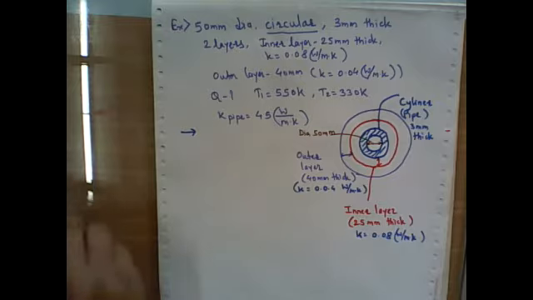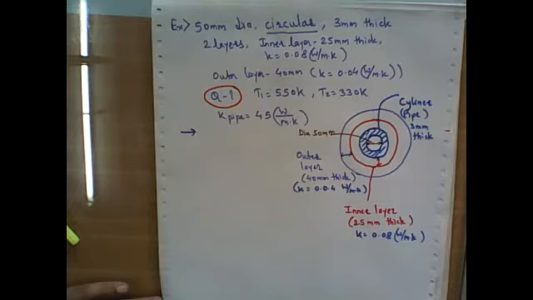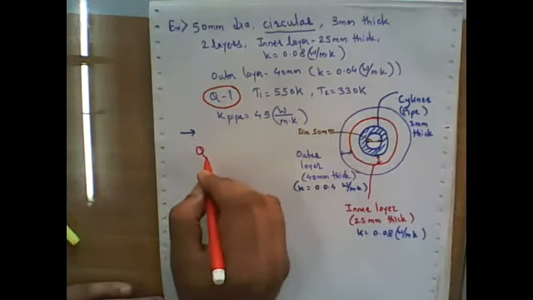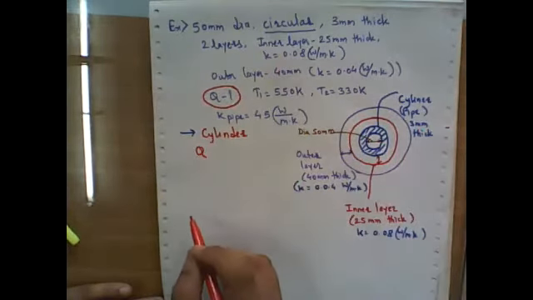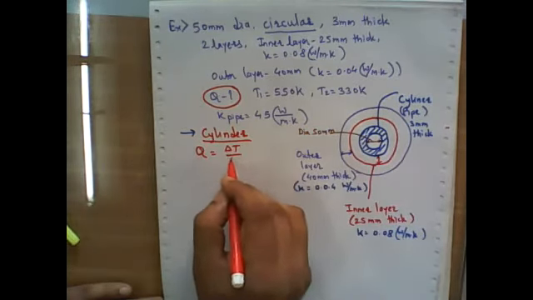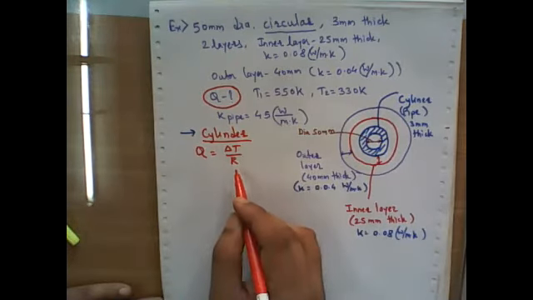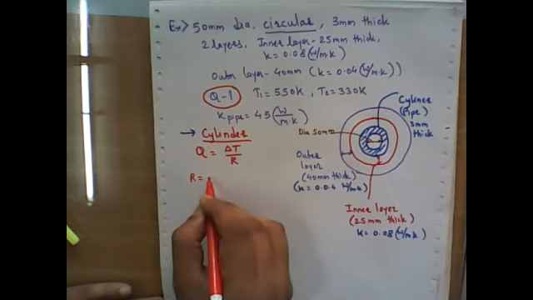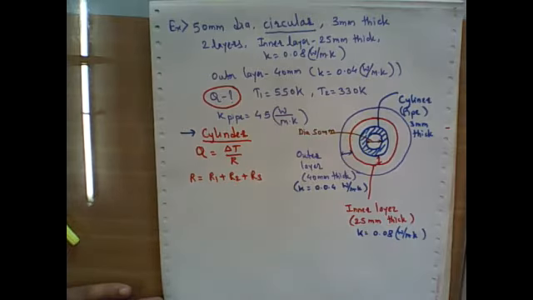Now we have to calculate this Q, right? So for the calculation of Q, we must know the final equation for the cylinder case. As it is a circular, it means it is a pipe. So it is a cylinder case. So Q is nothing but delta T upon R. That is the rate of heat transfer is always the ratio of driving force to the thermal resistance. But this R is nothing but R1 plus R2 plus R3 in this case.